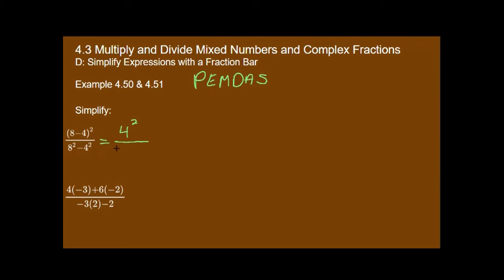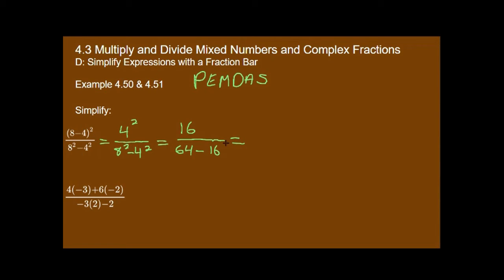If you want, you could just rewrite this out here like this so that you're doing the exponents on the top and the bottom at the same time. So you could do that. So let's go ahead and do our exponents. 4 squared is equal to 4 times 4. 4 times 4 is 16. 8 squared is equal to 8 times 8, and 8 times 8 is 64, minus 4 times 4, which is 16.